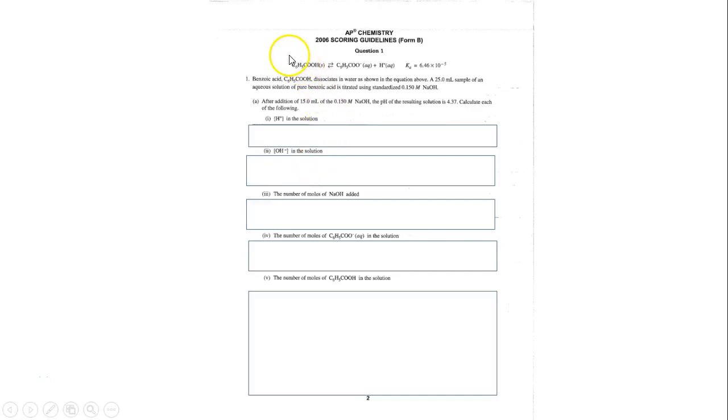Okay, here's a released free response question from 2006 that deals with acids and bases. Let's solve each part at a time. They begin by giving you the balanced chemical equation for benzoic acid dissociating. So there's your benzoic acid, and in an equilibrium process, it exists as the benzoate anion as well as hydrogen ion, but not very much since the K sub A is very low for this weak acid.